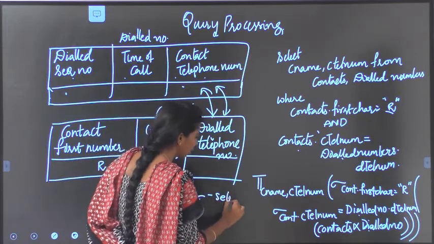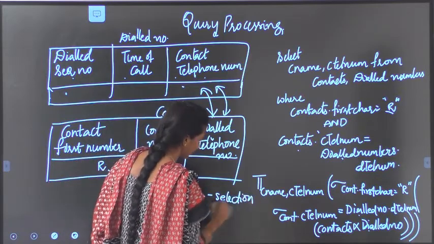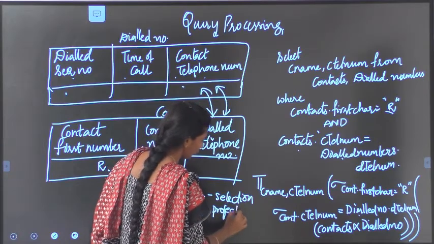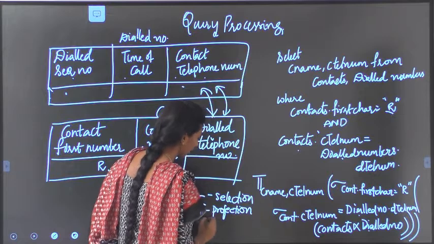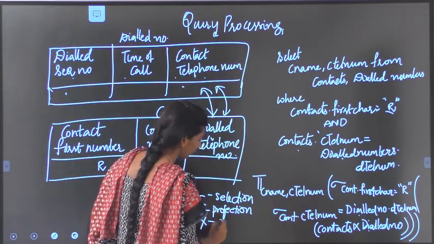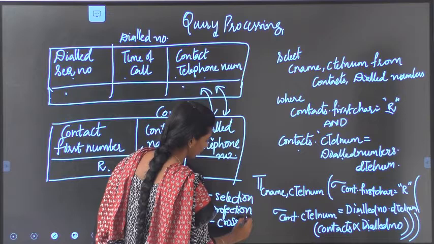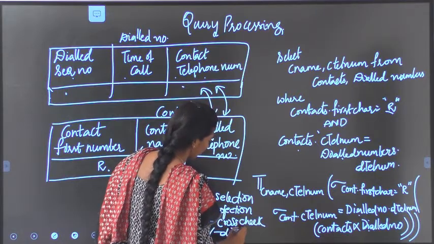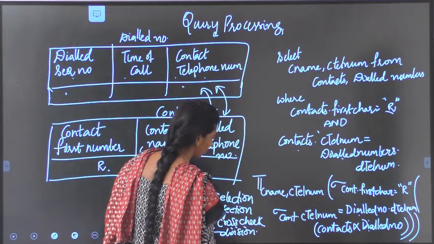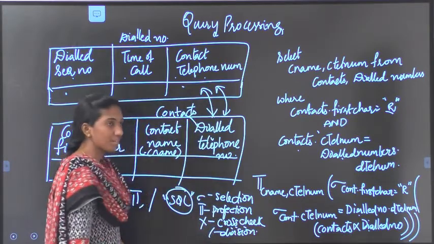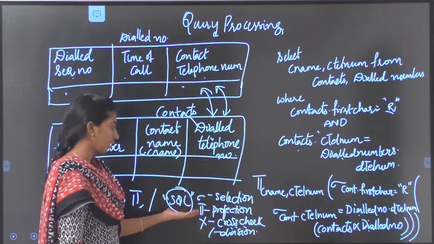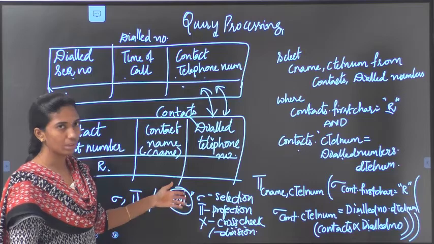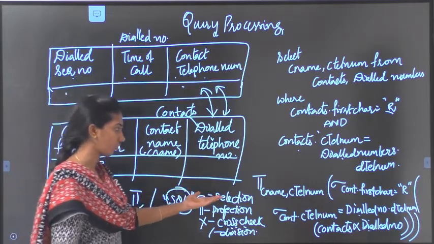Sigma is used for selection, pi is for projection, and cross is for the cross product, and slash is for performing the division operation. So these are the four basic commands present in relational algebra: sigma, pi, cross and slash. So how can I write the same query as a relational algebraic expression?